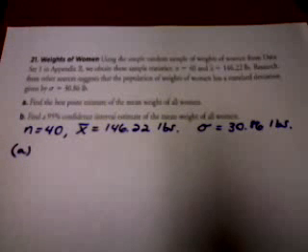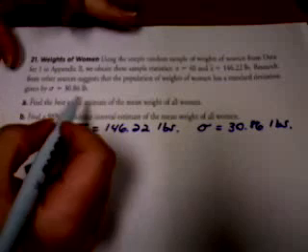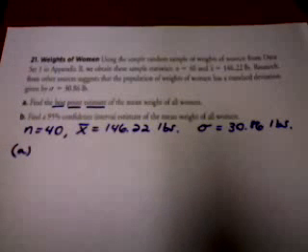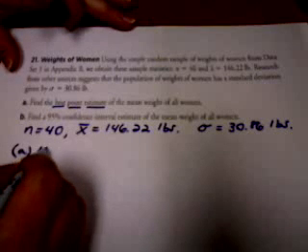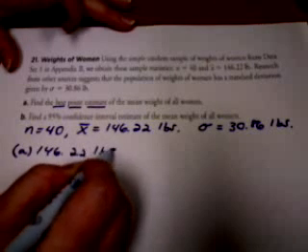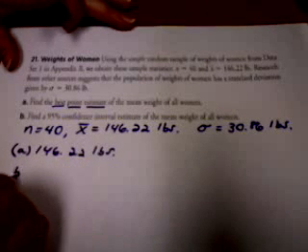A says, find the best point estimate of the mean weight of all women. Anytime you see that phrase, best point estimate, whether it's of the mean, the standard deviation, the variance, whatever, the best point estimate is going to be that value of your sample. If you're looking for the best point estimate of the mean, it's going to be the mean of that sample. If you're looking for the best point estimate of the standard deviation, it's going to be the standard deviation of that sample. That's the best we have. So in this case, the best point estimate of the mean is the mean of our sample, which is 146.22 pounds. Nothing to really do there. Just got to read the problem.